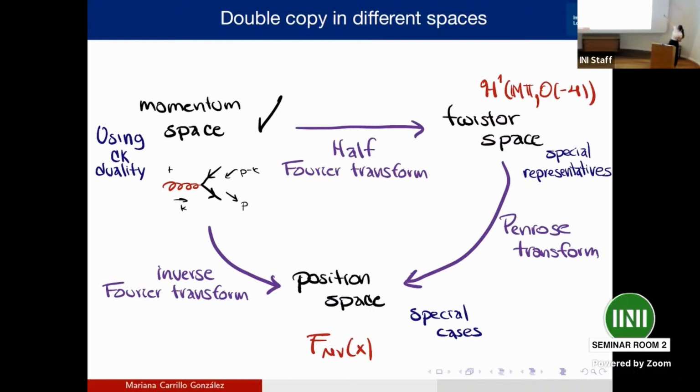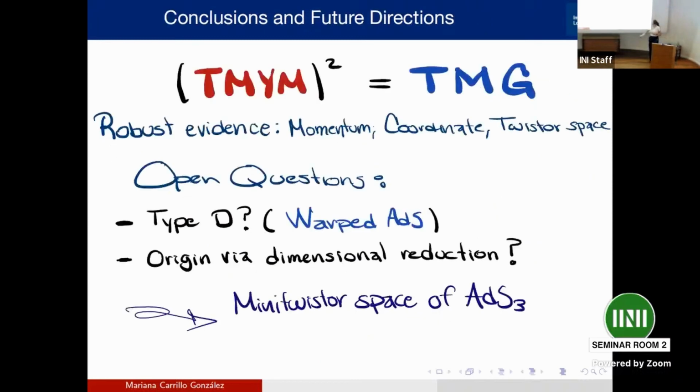Now, if you want to go from Twistor space and understand also the position space relationship, you can use this Penrose transform, not only for massless cases, but also for massive cases. So the open questions are, what happens with this type D, where we didn't get a specific clear double copy relationship in position space? And as I was saying before, the type D solutions, so black hole solutions in topologically massive gravity, their type has been classified and they correspond to warped AdS spacetimes.